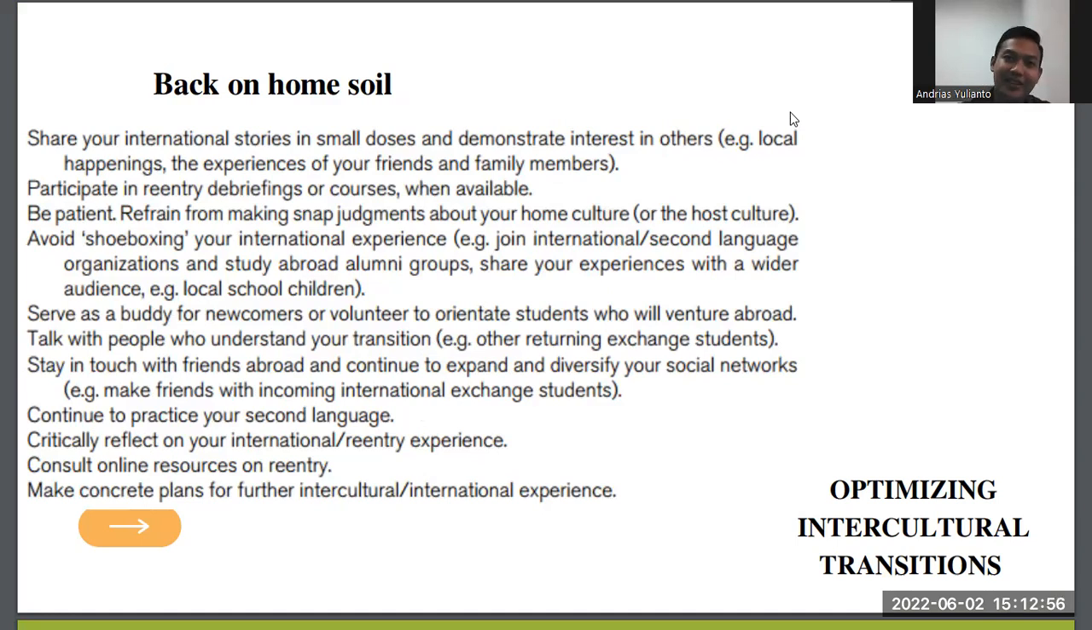Well, if you decide to study, live, or work in an unfamiliar linguistic and cultural environment, there are steps that you can take to ease your transitions. These are the steps that you can learn and prepare for yourself.